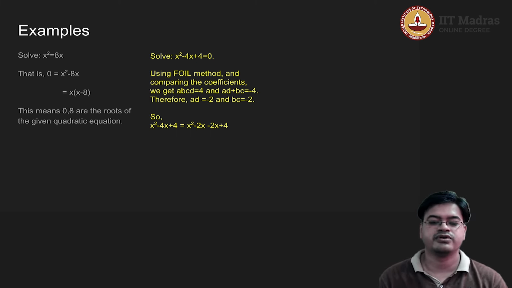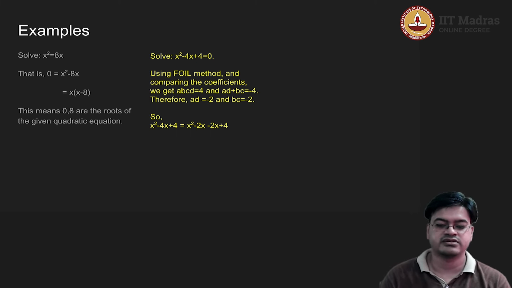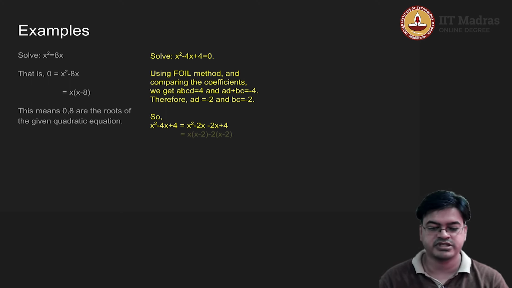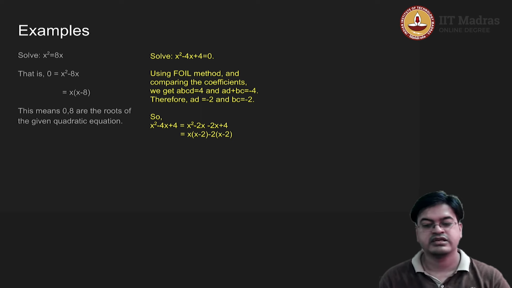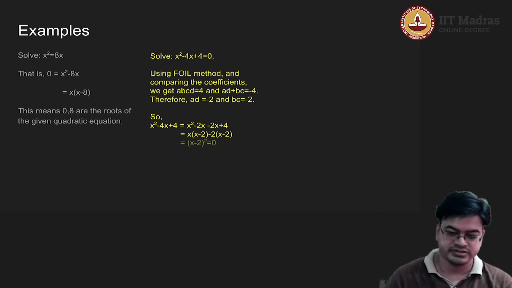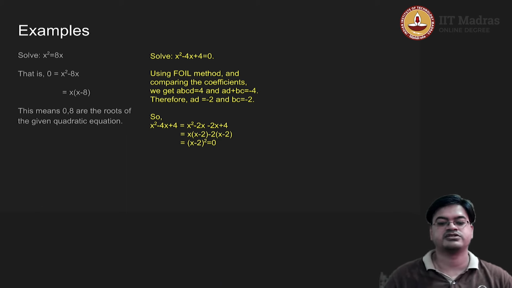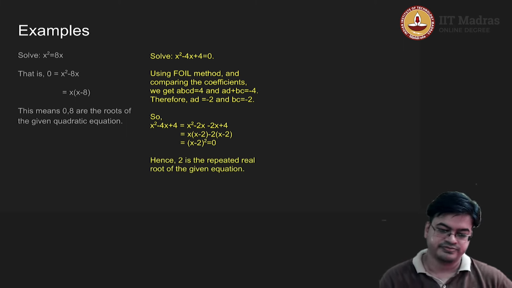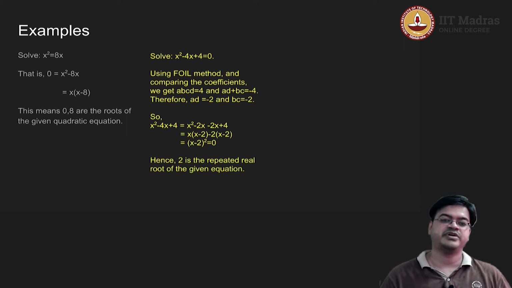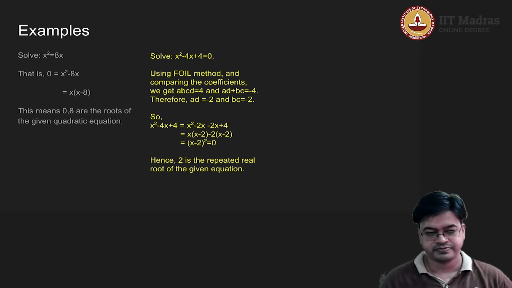Now you go ahead and take out the greatest common factors. The first expression will have x out, the second expression will have 2 out. Then again these are product of binomials. So it will be x minus 2 whole square, which is equal to 0 given in the expression. So what is the root of this equation? 2. 2 is the real repeated root of this equation.